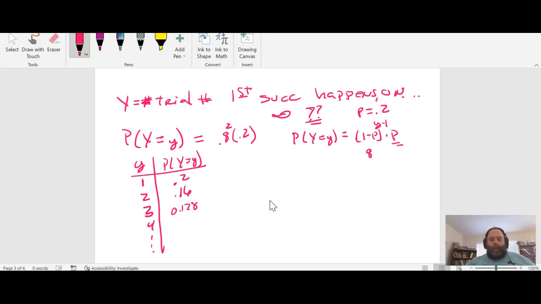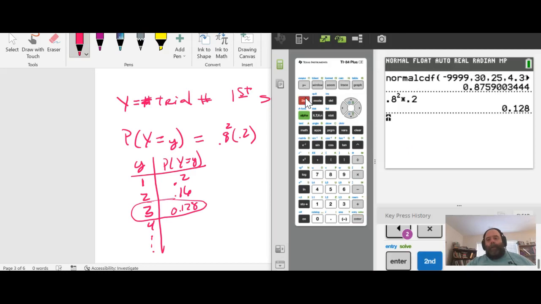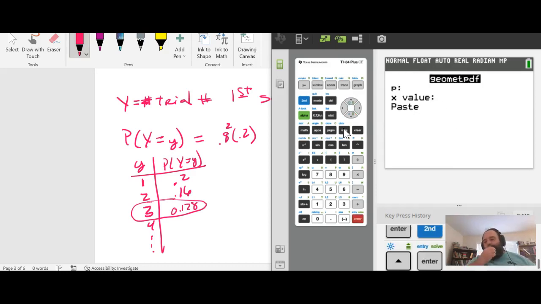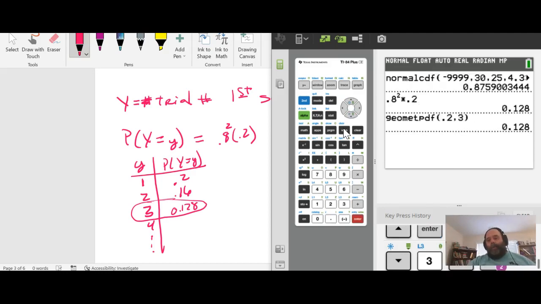Is this going to work the same way in our calculator? Let's focus in on the 3 here. We want to know the probability that we get it on the third trial. So we go to the calculator, press 2nd vars, and go down to geometric PDF. The probability of success is 0.2. The probability of getting it on the third trial comes out as 0.128.